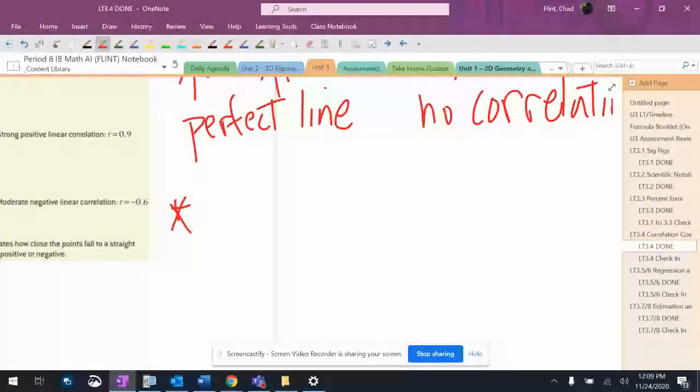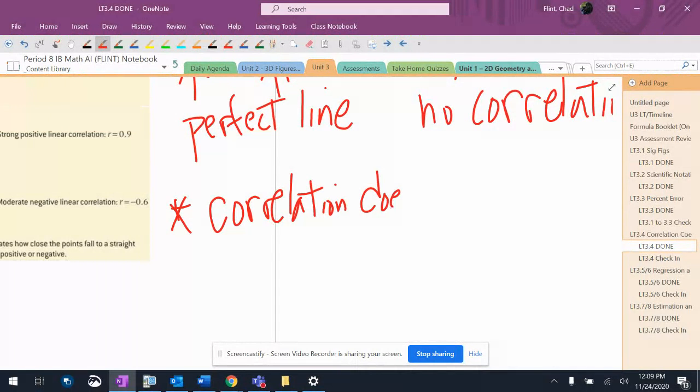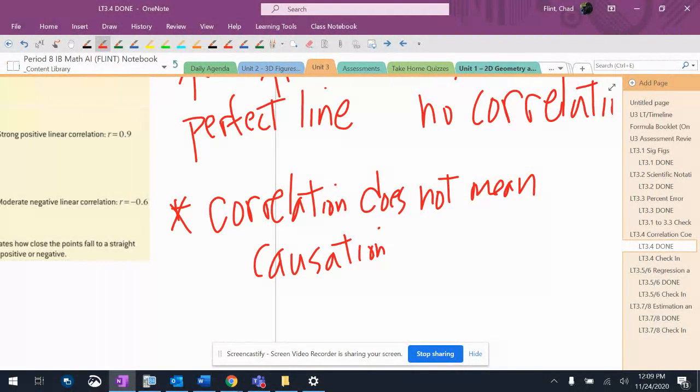All right, and then the other thing to remember, and I didn't see a ton of this when I've gone through and done this stuff, but it's just one of these things to remember, that just because there's correlation does not mean causation. Meaning that just because they have this relationship where they might make a straight line does not mean that one thing is causing the other thing.